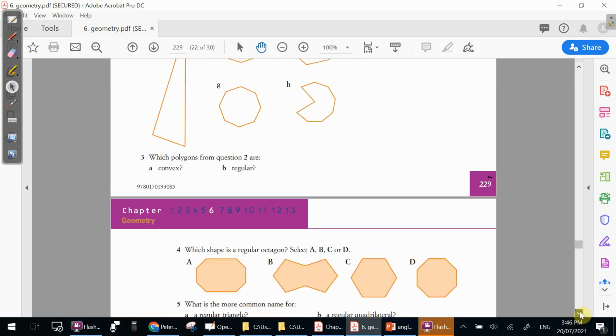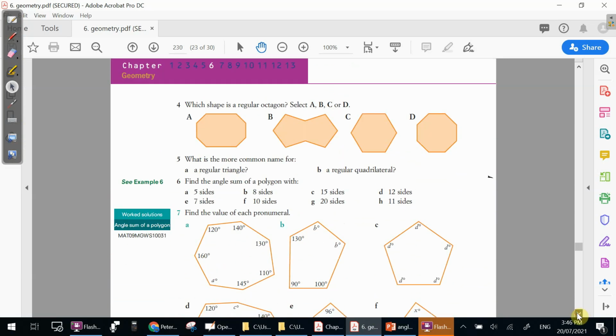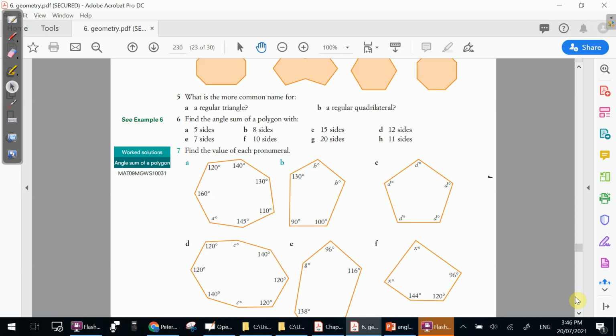And part 6, I think was the next one. Find the angle sum of the polygon with those. Well, we've answered that back in the PowerPoint, except for the 20-sided one and the 15. So what you'd have to do is the number of sides, 180 times, say that one, the number of sides minus 2. So 180 times 13 will give you that one. So that's how you do question 6.